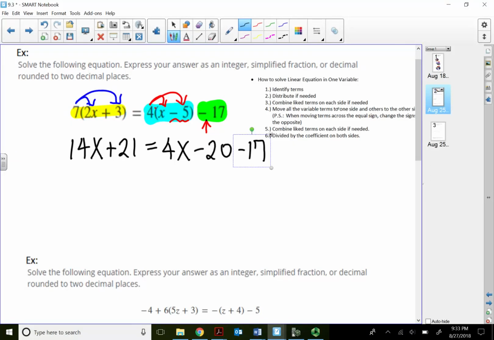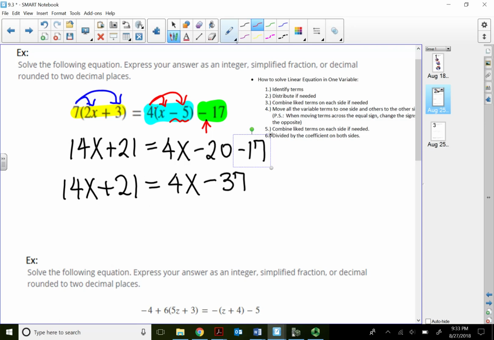All right, step number 3, combine like terms on each side if needed. It looks like on the right side, the negative 20 and negative 17 can be combined. So 4x is still there. Negative 20 minus 17, terms with the same sign, we add. So that'll be negative 37. Left side, I still got 14x, and I still got positive 21.